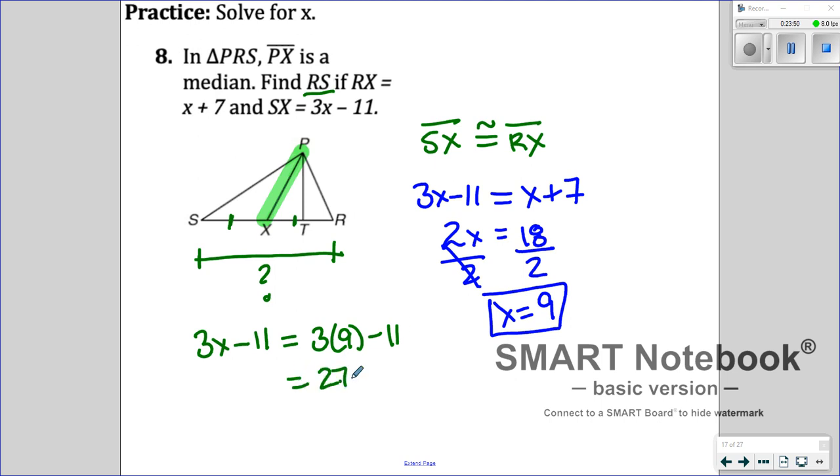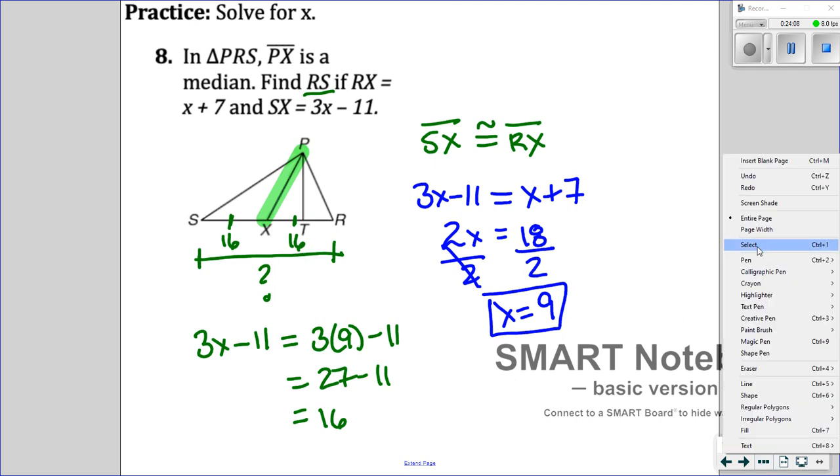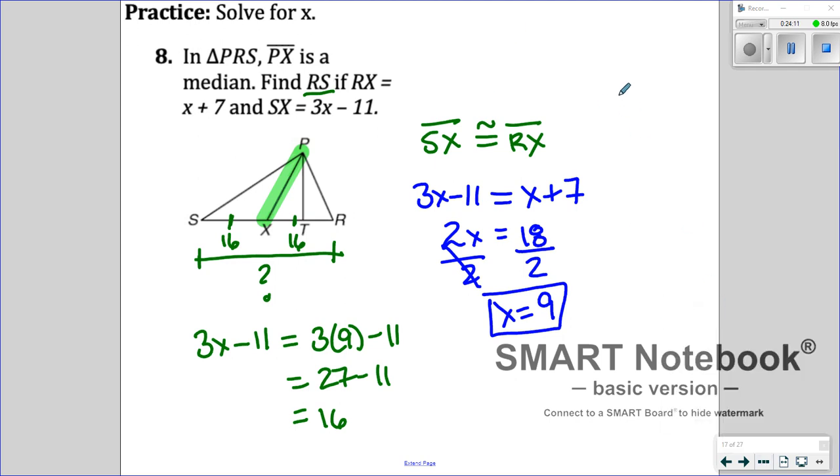And then just simplify. And then this would be 16. So that means that was for our SX. So this is 16. I know this is going to be the same. So that's also 16. So then 16 and 16 gives you 32. And I'm going to change that color. So 16 times 2 will give me, and I put segment RS or SR, same thing, will equal 32. All right, so that's how you would do it.